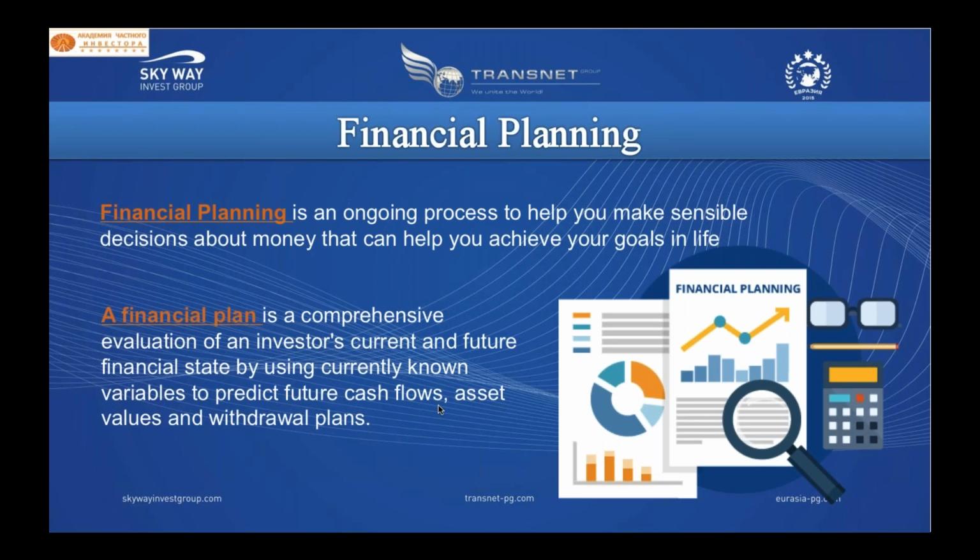The majority of the people will have other income streams, on which they can also base their financial planning. Or maybe you will invest in different businesses. Some of you may be invested in Bitcoin. Some of you may be invested in a blue chip company. Some of you may be invested in real estate. So your financial plan needs to consist of everything. One more time, it's a comprehensive evaluation of your current and future financial state.